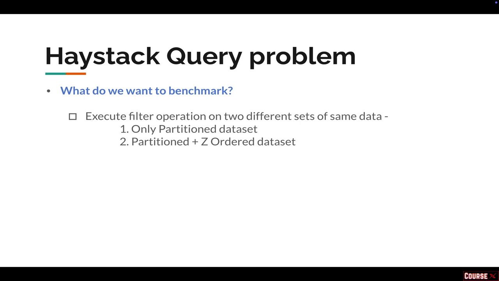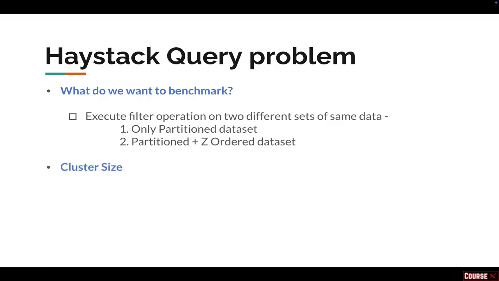So the second version of the data is partitioned based on year and month, plus it is Z-ordered, indexed based on day and hour. So we will run our query on both these datasets and we will compare the results.